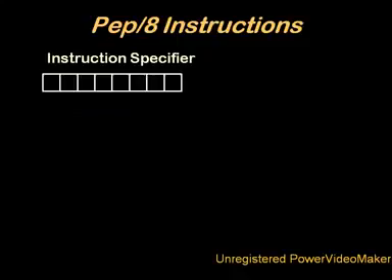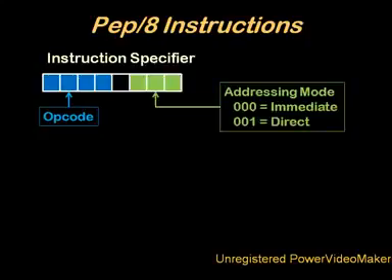Looking at the PEP 8 instruction specifier a little more carefully, we'll see that it's divided into several pieces. The first 4 bits are an opcode, just like we had back in SSC. The last 3 bits are very interesting. They specify the addressing mode. So far, we've seen 2 addressing modes in SSC, immediate and direct. Those are represented by the bit pattern 000 and 001 in the addressing mode portion of the instruction specifier. As you can probably guess, there are 6 other addressing modes. We'll touch on some of them, but some of them get pretty complicated.